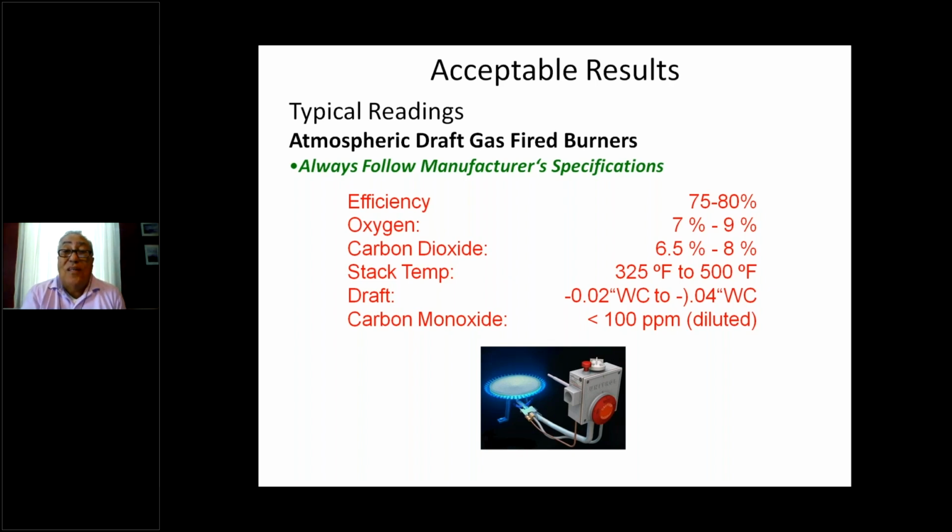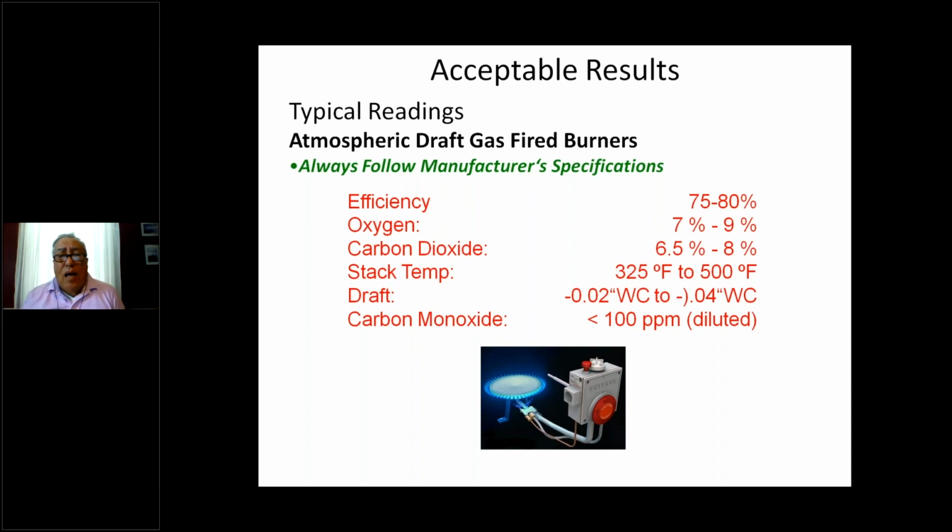We want to look for 7 to 9% O2, 6.5 to 8% carbon dioxide, CO2. Stack temperature, anywhere from 325 to 500. Older appliances, it'd be very common to see 500. And draft, negative 0.02 to negative 0.04 inches of water column, 0.02 over the fire, 0.04 in the stack. We're looking for those kind of numbers, and you can adjust to that with your draft regulator.